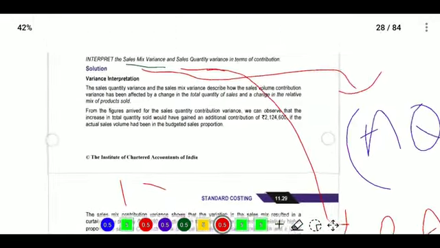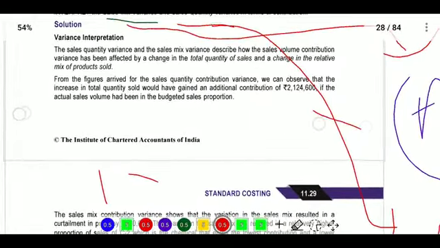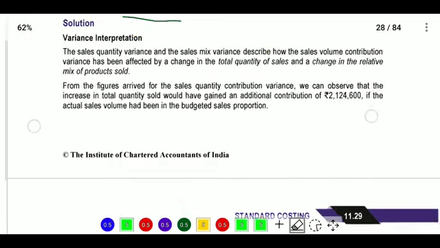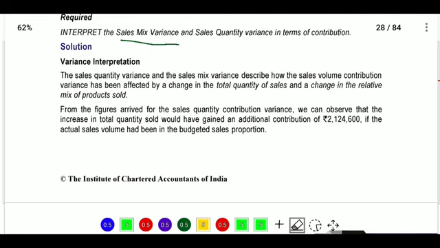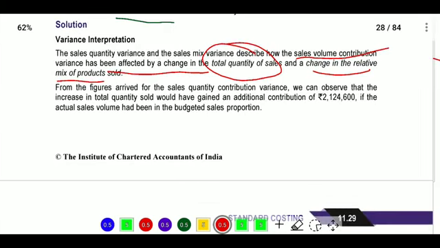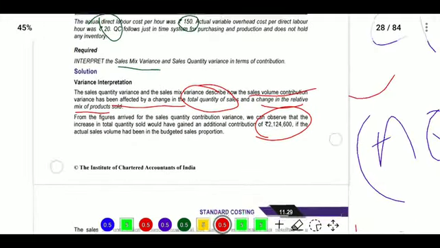Now we will reinterpret the variances. What is the interpretation provided here? Whatever problem we solve, we write the interpretation as the answer. The sales quantity variance and sales mix variance describe how sales volume contribution variance has been affected by the change in total quantity of sales and the change in the mix of product sales. From the figures arrived at for the sales quantity contribution variance, we can observe that the increase in total quantity sold would have gained an additional contribution of 2,21,24,600. So we got the additional contribution.